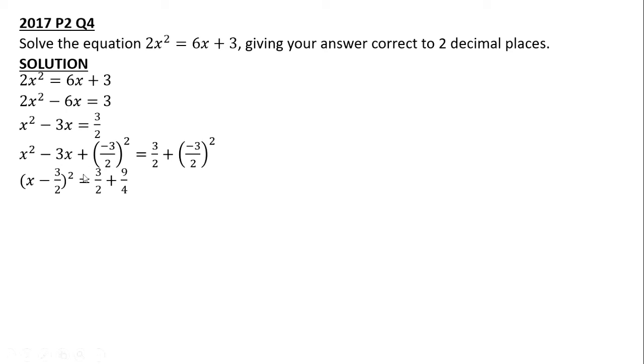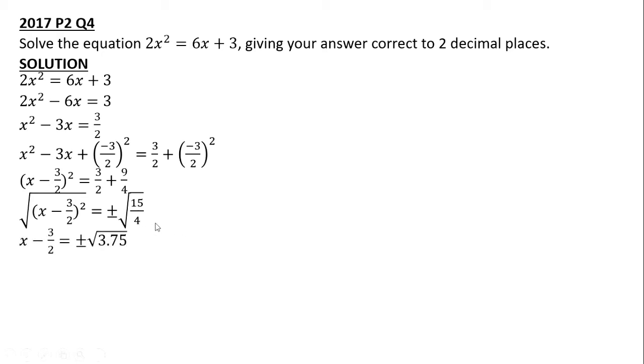We are going to solve this and then we introduce the square root on both sides to get rid of that power 2. It will look like that. So if you solve 3 over 2 plus 9 over 4, you get 15 over 4. From here, that squared will go. Find the square root of 15 over 4.